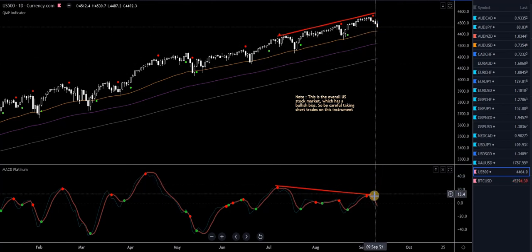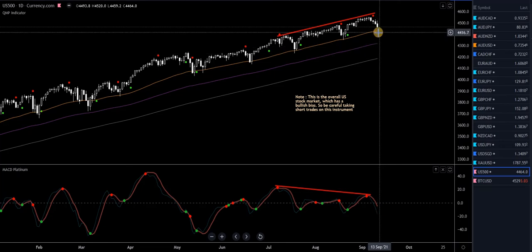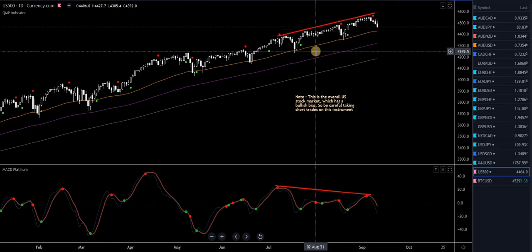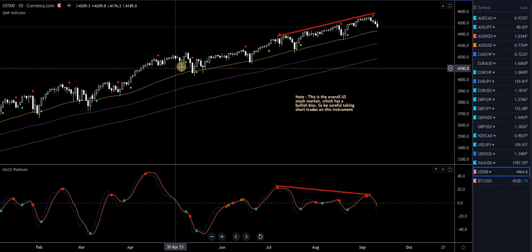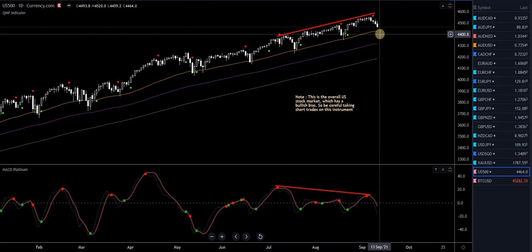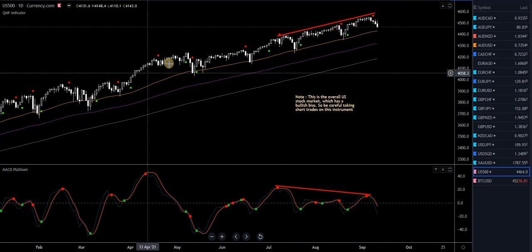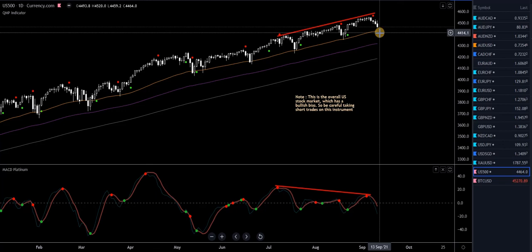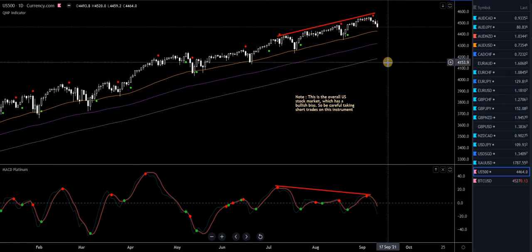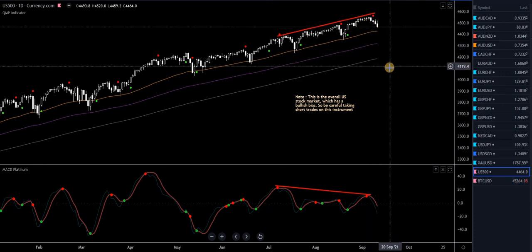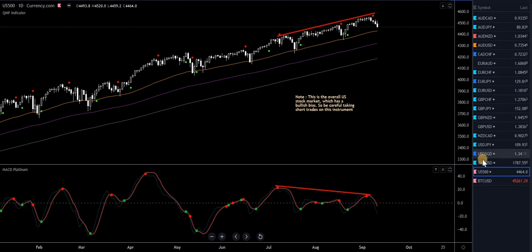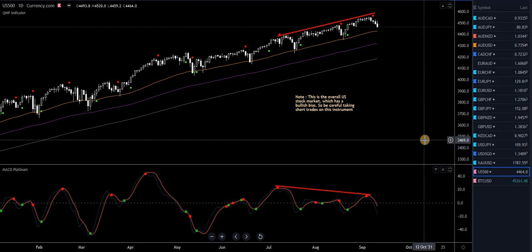MACD platinum's now through the zero level. Look at it closing up. Price is getting back to the 50. Again, look at that. If you had a time machine, you could just kill this, if we all had a time machine. All right, so that's the US 500. Just be careful taking shorts though, because, you know, the central banks just pump money in. Bailout packages, all sorts of shenanigans.